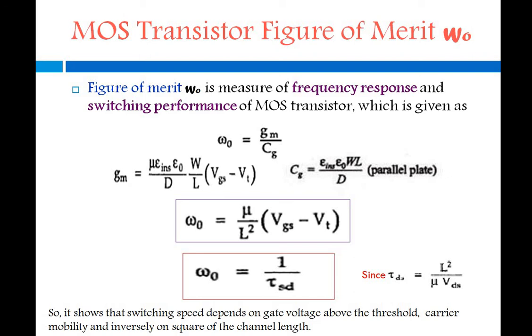So it shows that switching speed depends on the gate voltage above threshold, on the carrier mobility, and inversely on the square of the channel length. So your switching speed depends first on the threshold voltage, second on the carrier mobility, and it is inversely proportional to the square of your channel length. The square has come downwards, so it is inversely related to the square of the channel length. That is how you will see the figure of merit.